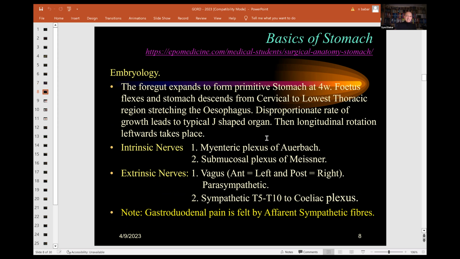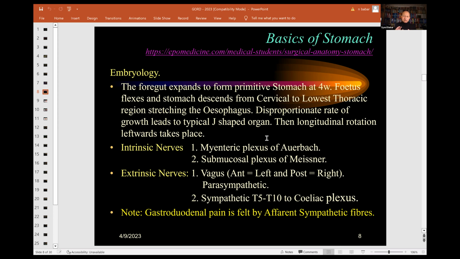And then, as you would appreciate, the cervicocaudal flexion occurs in the developing young fetus, and therefore the stomach is pulled down from the cervical to the lower thoracic region. This stretches the esophagus as a tube, and the disproportionate rate of growth leads to a typical J-shaped organ. So what happens is that a straight tube with a forward cervicocaudal bulge now turns towards the right side.